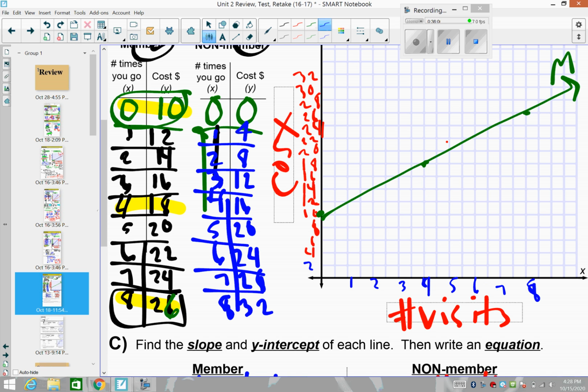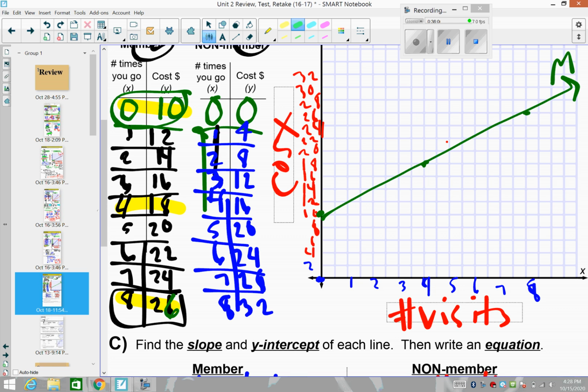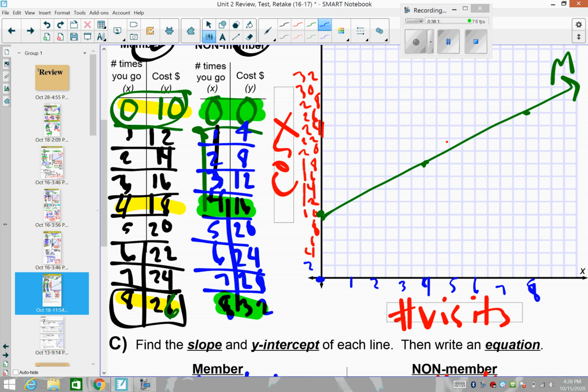Non-members, they start at the origin, and then I'm going to pick 2 other data points. Maybe, I guess I'll take the same ones. All right, cool. So over 4, up 16. All right, that's a pretty tight race there. And then over 8, up 32. And that is for the non-members.